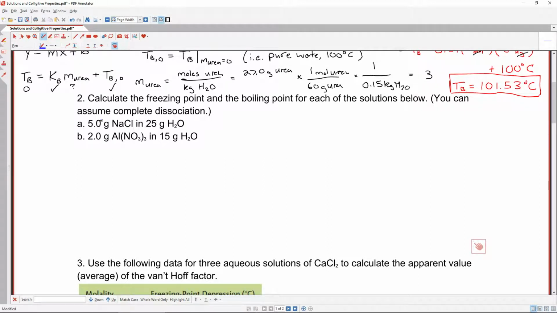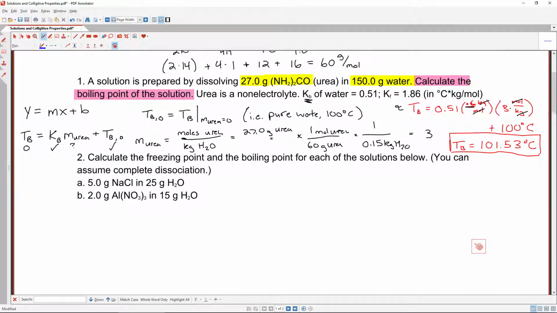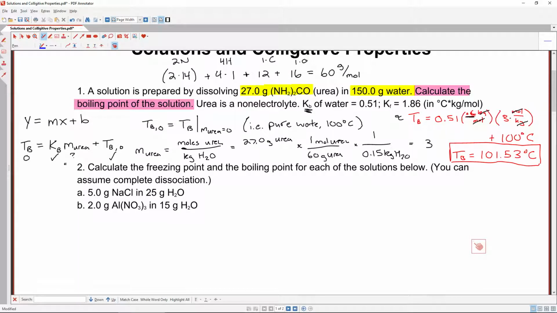Why not blue? Okay, so it says calculate the freezing point and boiling point for each of the solutions below. You can assume complete dissociation. So we have these. Now, another important note that I forgot to mention in the first one is this over here is not 100% complete. It is correct, but it's not complete.